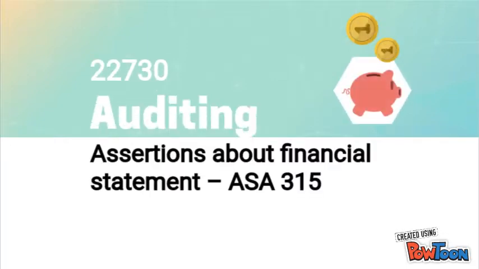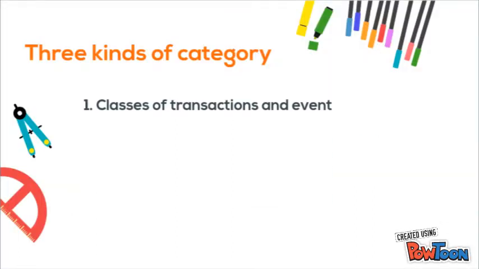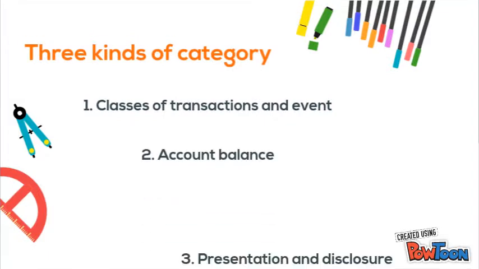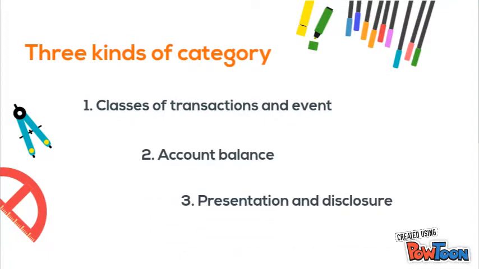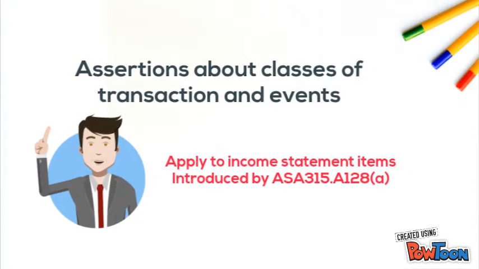Let's look at assertions about financial statements. ASA 315 splits the assertions into three categories: classes of transactions and events, account balances, and presentation and disclosure. Assertions about classes of transactions and events.